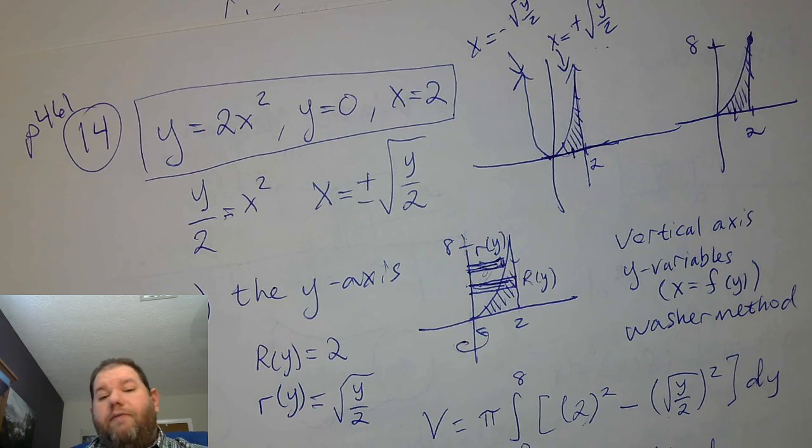Yes, because we have a horizontal line, we're taking that whole shaded area and revolving it around that. Anytime we have horizontal, we'll use a disk or washer method. In this case, because we end up having a hole in the middle, we use a washer method.